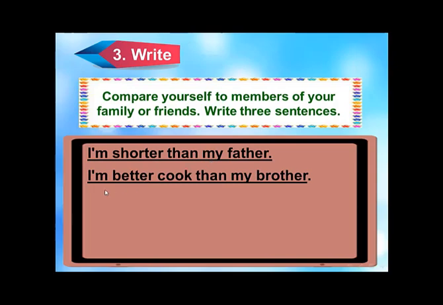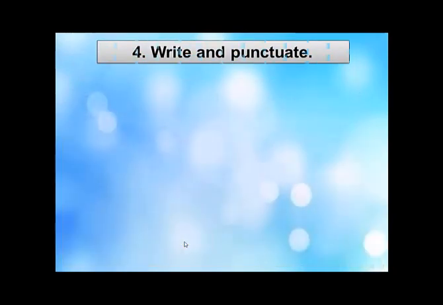Another example, I'm a better cook than my brother. Don't forget that better is an exceptional case. It comes from good. We don't say gooder, we say better. I'm a better cook than my brother. We can give so many sentences here. It's up to you. You can say, I am taller than my sister. I am heavier than my brother. I am younger than my brother. Anything like that. So you can write any answers you wish.